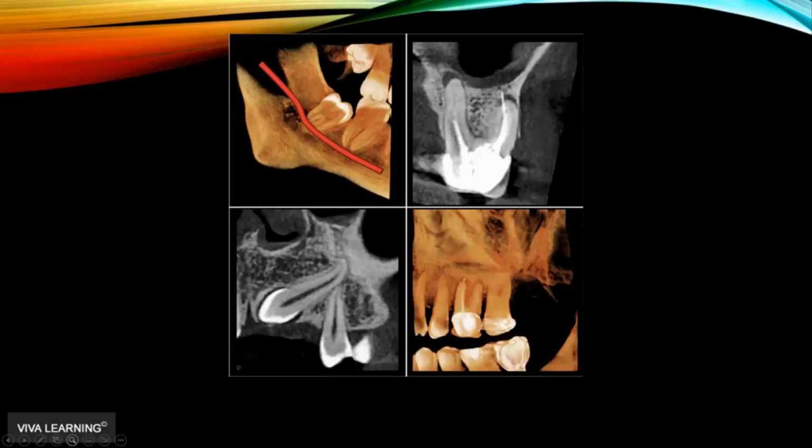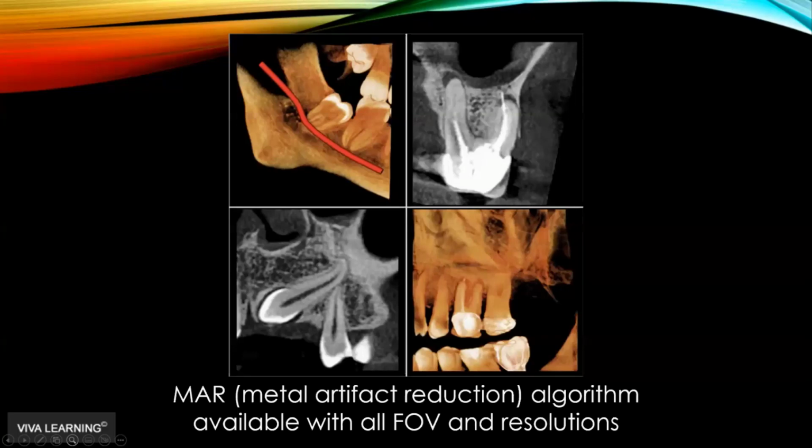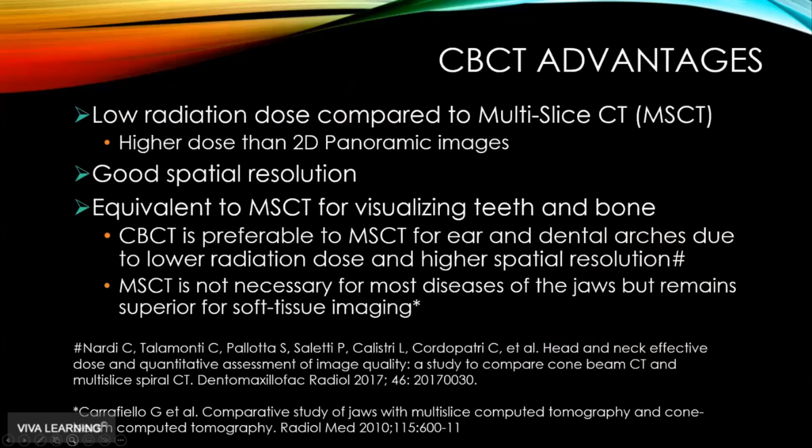One other thing that I wanted to mention, here's some of the examples from the smaller field of view, is that many of these machines now have what we call MAR, or metal artifact reduction. And on this particular machine, it's available with all fields of view and resolutions. And you'll see in a moment what I mean by this metal artifact. It's very helpful particularly in endo applications when you may have a post in the canal, and that post will put off some metal artifact and make it difficult to interpret.